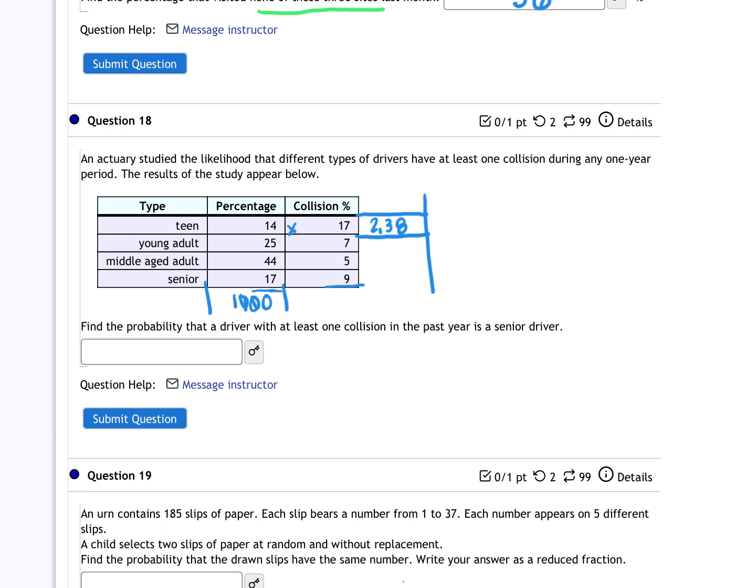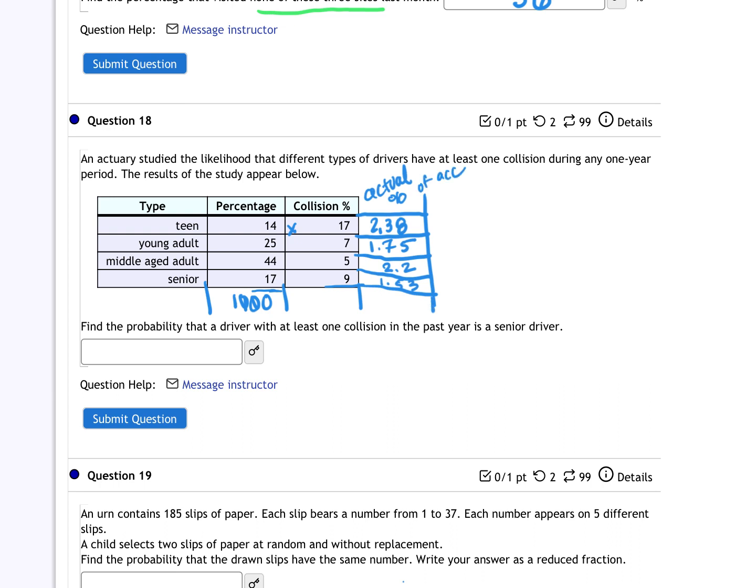Now, 25 times 0.07 is 1.75, so 1.75% of young adults have an accident. 44 times 5 is 2.2, so 2.2% of middle-aged adults have accidents, and seniors is 1.35. So we need to complete this part first because it's just not done. This is actual accidents if you've had them in 1 year, actual percent of accidents. Right? So that happens there.